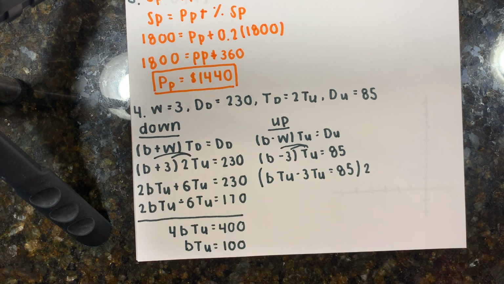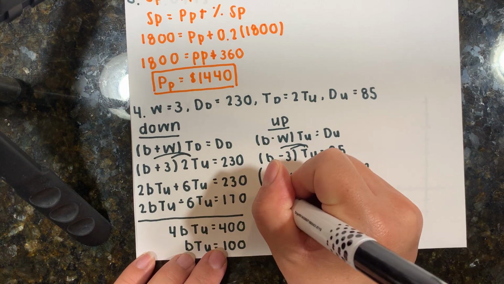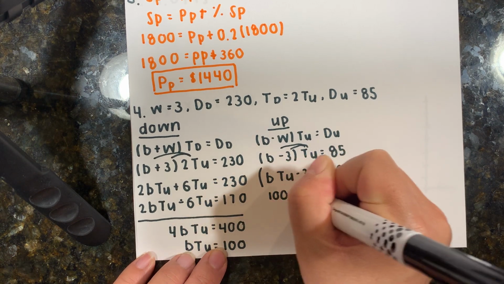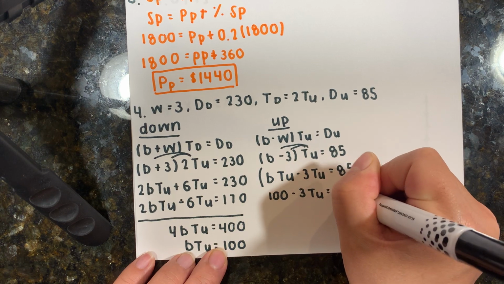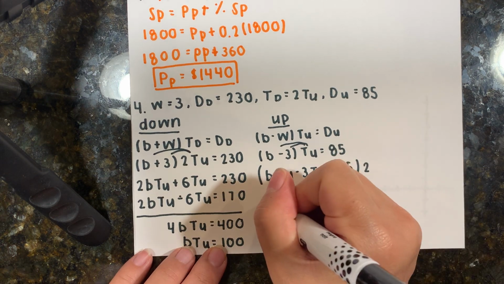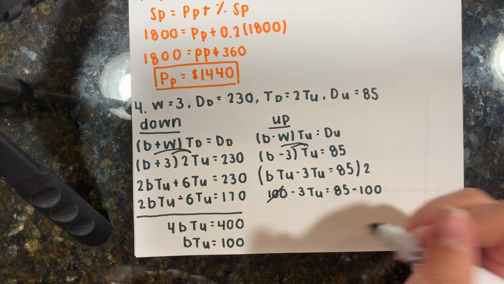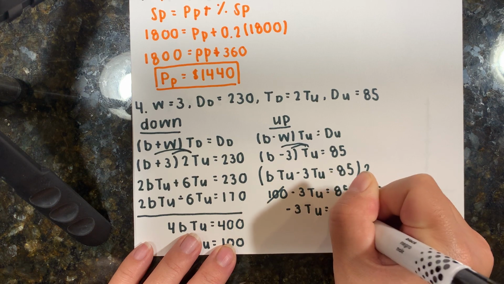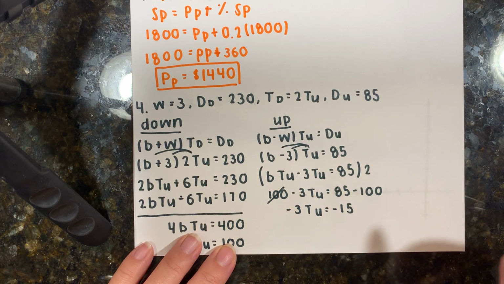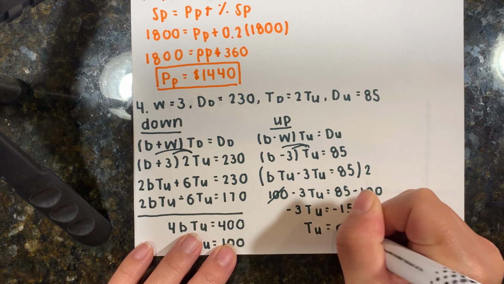And now what I'm going to do is take this 100 and plug it into this equation here. So that would be 100 minus 3TU equals 85. So I can subtract 100 from both sides. So I have negative 3TU is equal to negative 15. So therefore TU is going to be equal to 5.